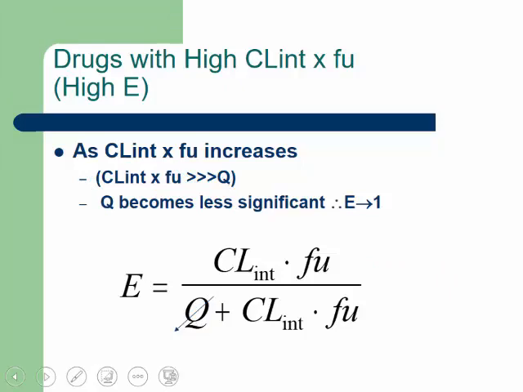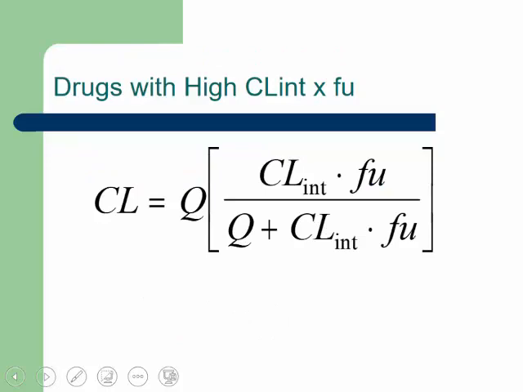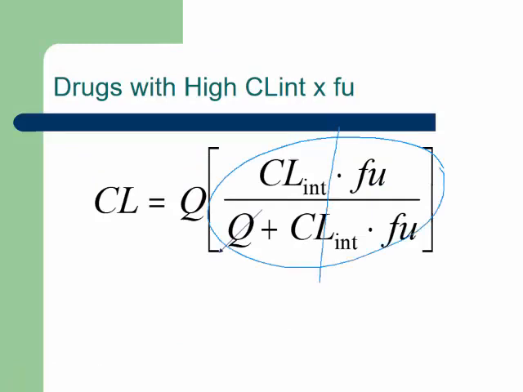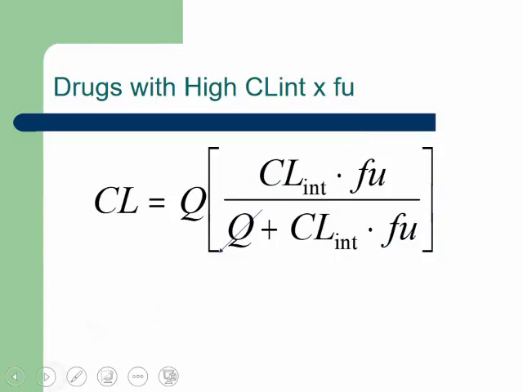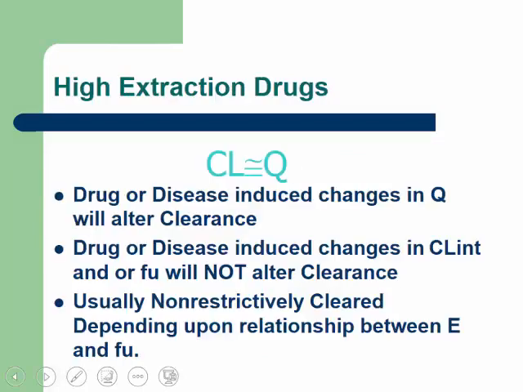So our extraction efficiency is 1. So if our extraction efficiency is 1, so if this becomes 1, then our clearance is approximated by Q, isn't it? Which is our rate limiting step. So this all makes sense, doesn't it? So for high extraction drugs, clearance is approximated by Q.